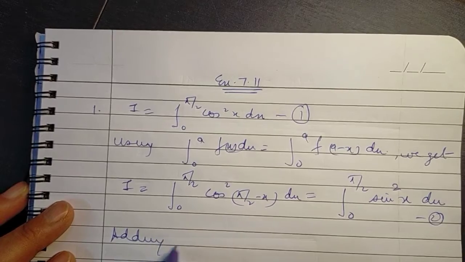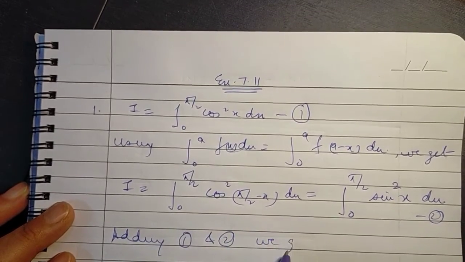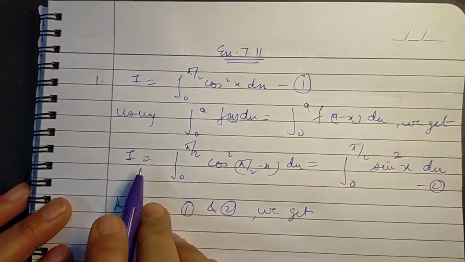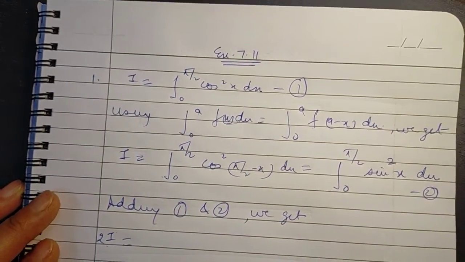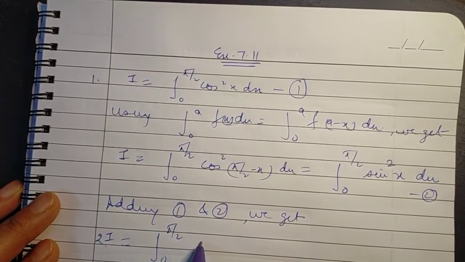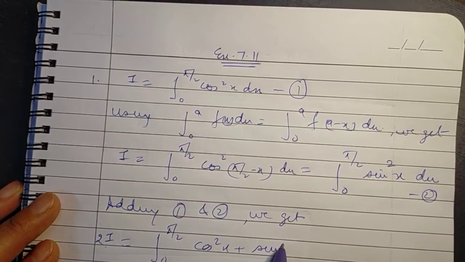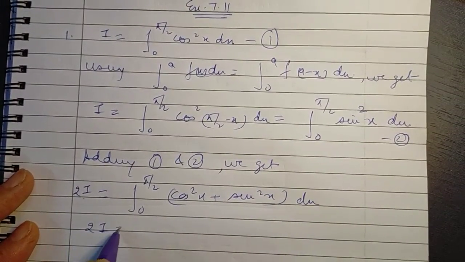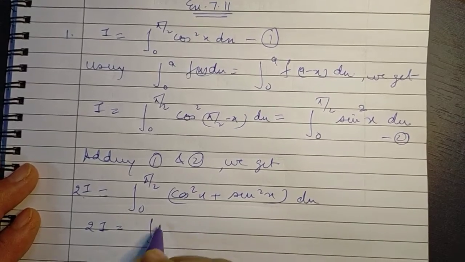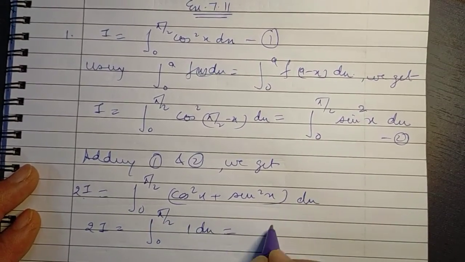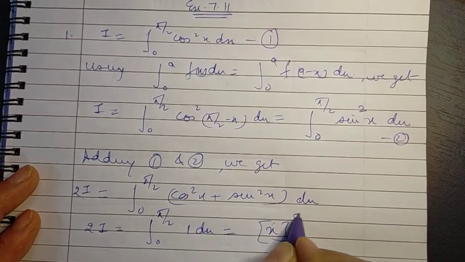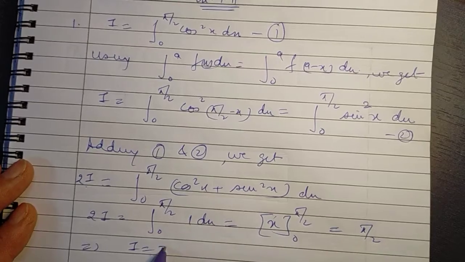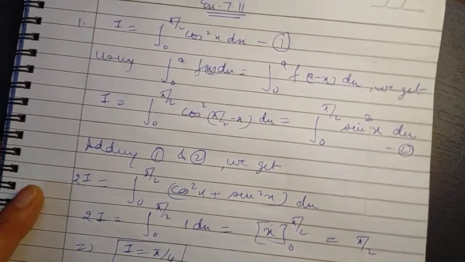Now adding 1 and 2 we get I is equal to this, and this is also I. So we get 2I is equal to 0 to pi by 2 of (cos squared x plus sine squared x) dx. But we know that cos squared x plus sine squared x is 1, and so we get 0 to pi by 2 of 1 dx, which is x from 0 to pi by 2, which is pi by 2. And this gives us I is equal to pi by 4, which is the answer.